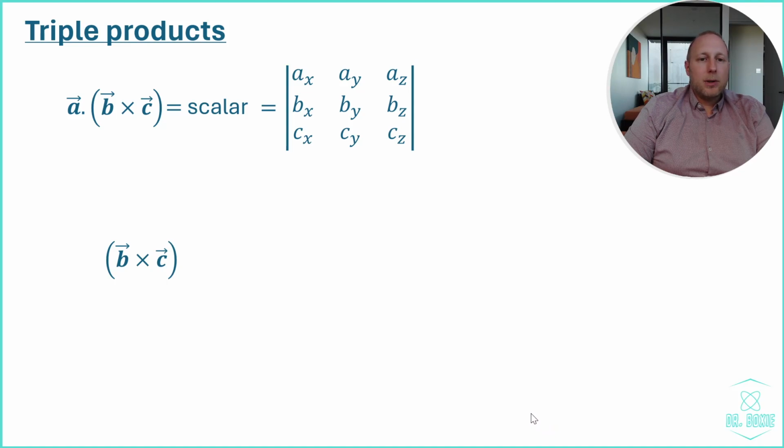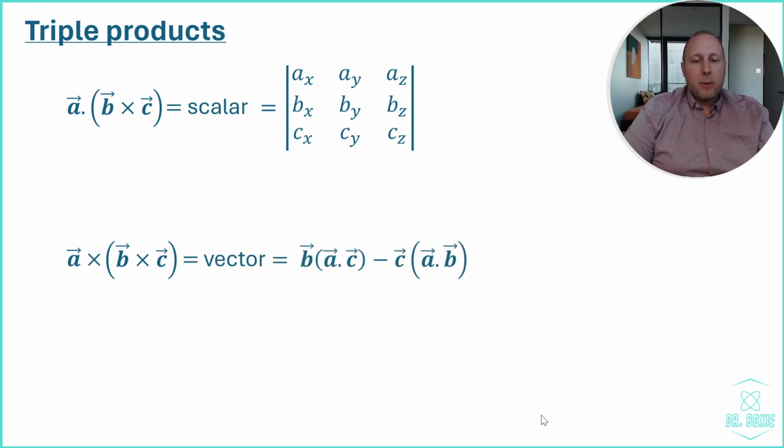There is also something known as the vector triple product, where we take the cross product of b and c, that gives us a vector, and then we take some other vector a and we calculate a cross b cross c. And the result of that is a vector. As we will see in a later slide, this can be calculated using this expression. So let's look at each of those triple products separately.